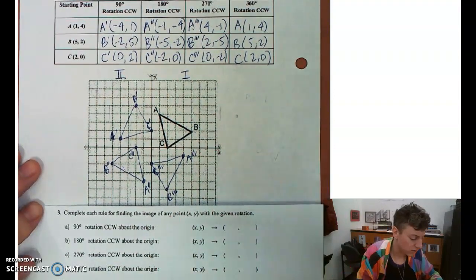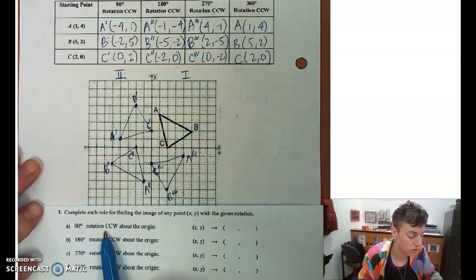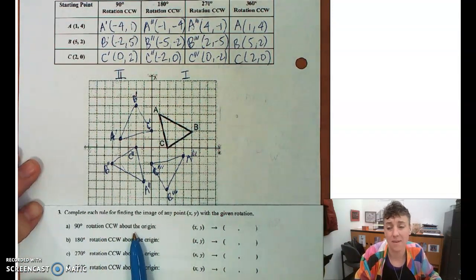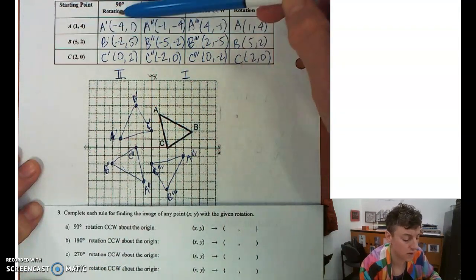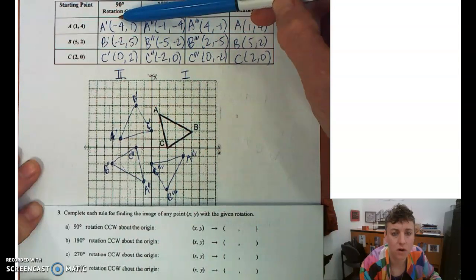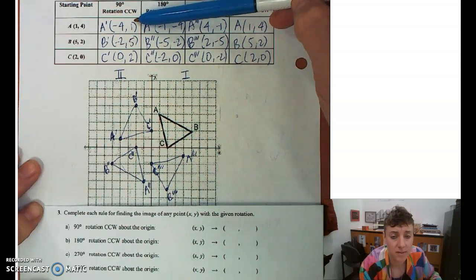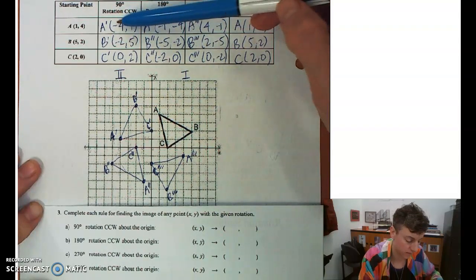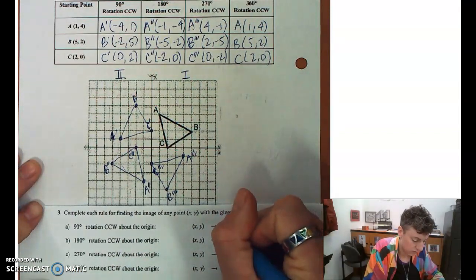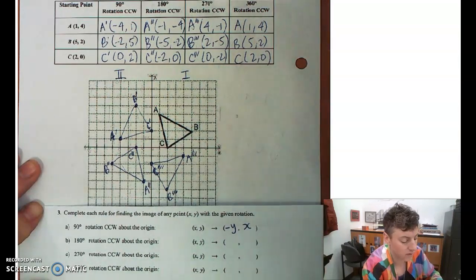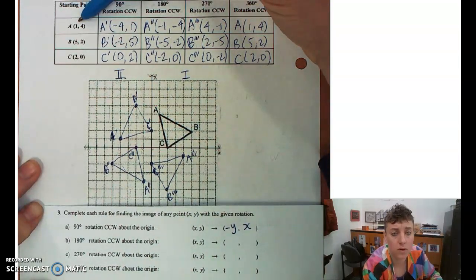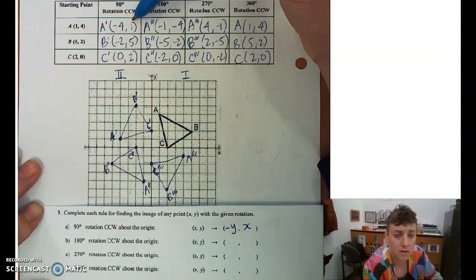Cool. We rotated 90 degrees counterclockwise about the origin. What happened with these coordinates? We went from A was at 1, 4 to A prime was at -4, 1. So we flipped the coordinates and changed the sign of the first one. So we went from x, y to -y, x. We went from 1, 4 to -4, 1. So we flipped the coordinates and made that sign negative.